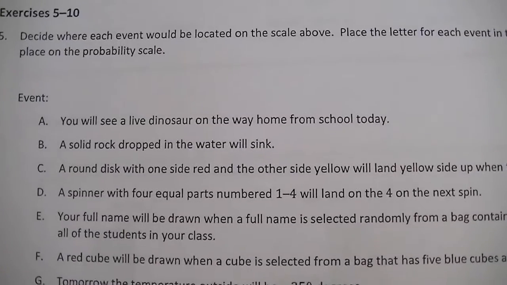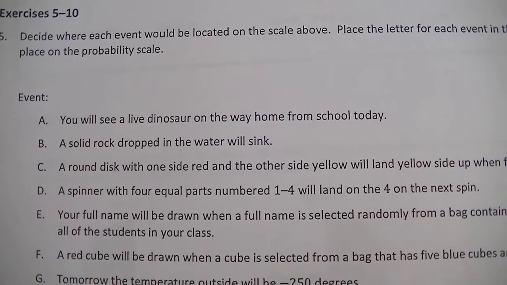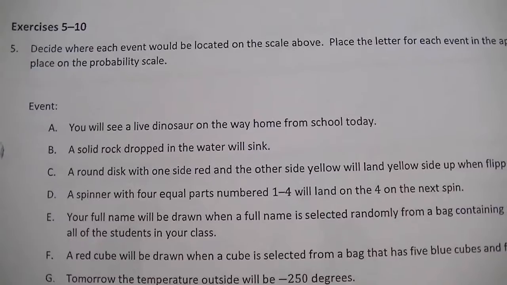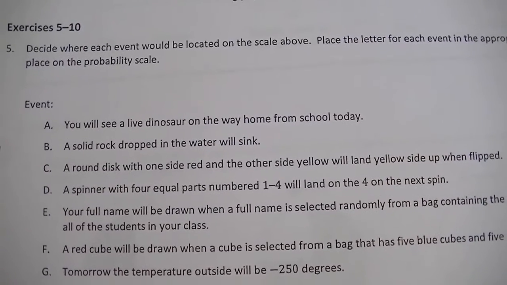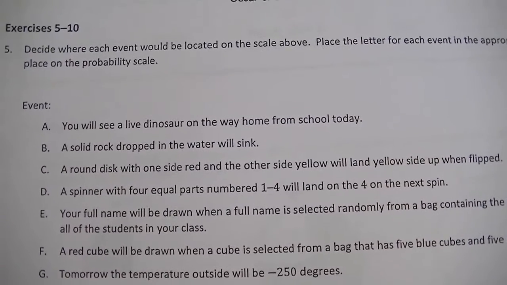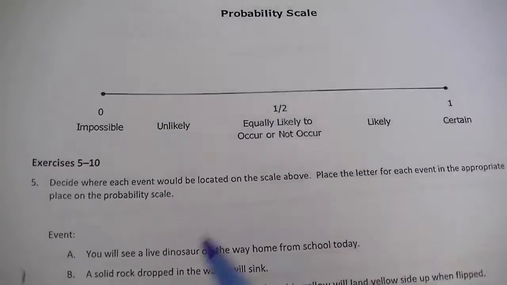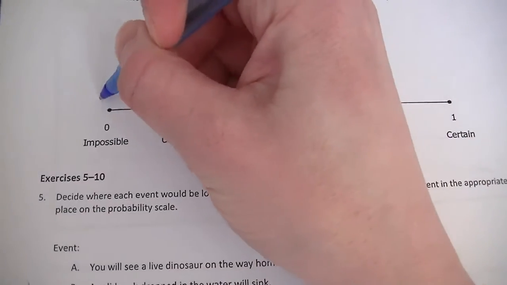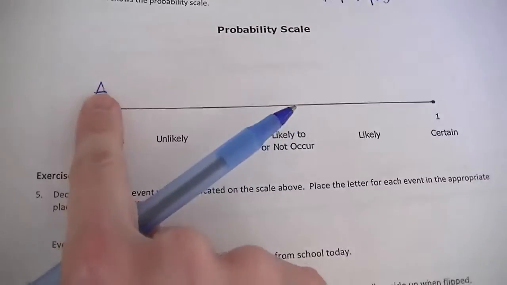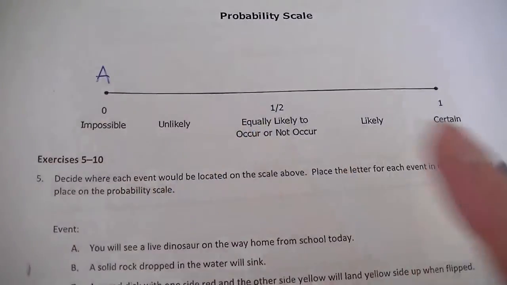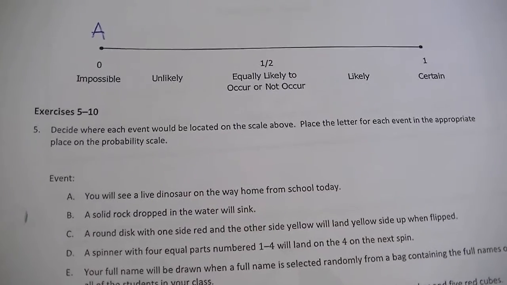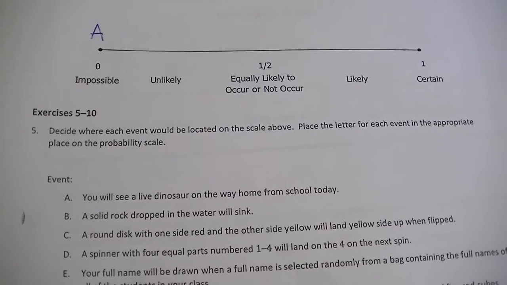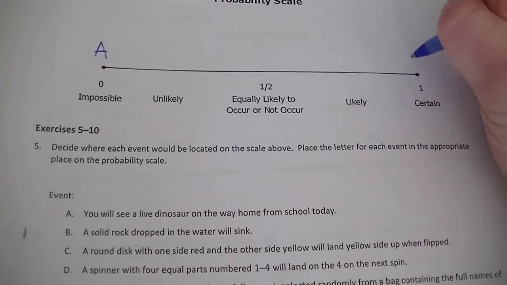So it says, you will see a live dinosaur on the way home from school today. Where would we place that? Well, think about it. Since live dinosaurs are extinct, we would place letter A on the impossible portion of the probability scale because that's a 0% chance of happening. Okay? B: A solid rock dropped in water will sink. Well, that's for sure going to happen.